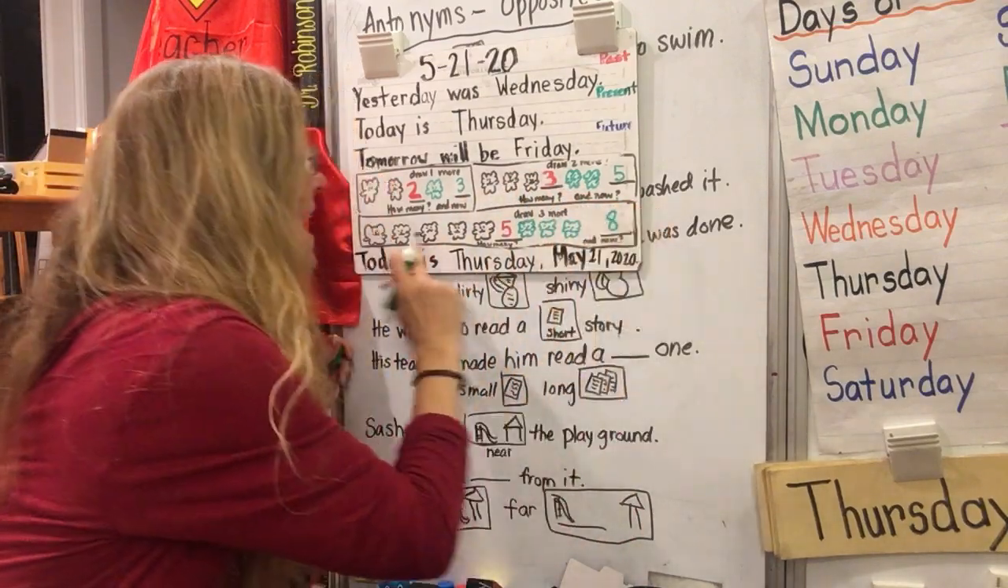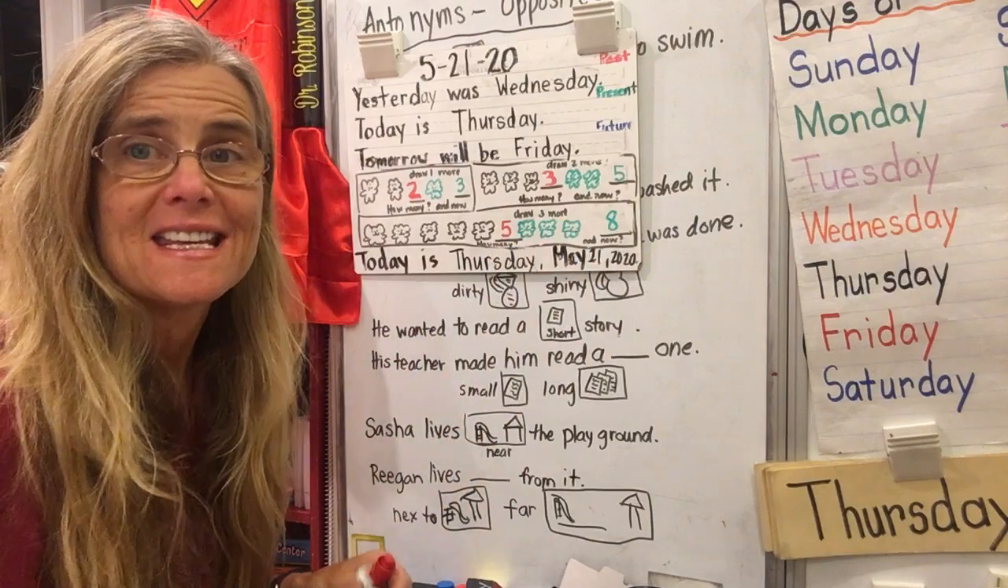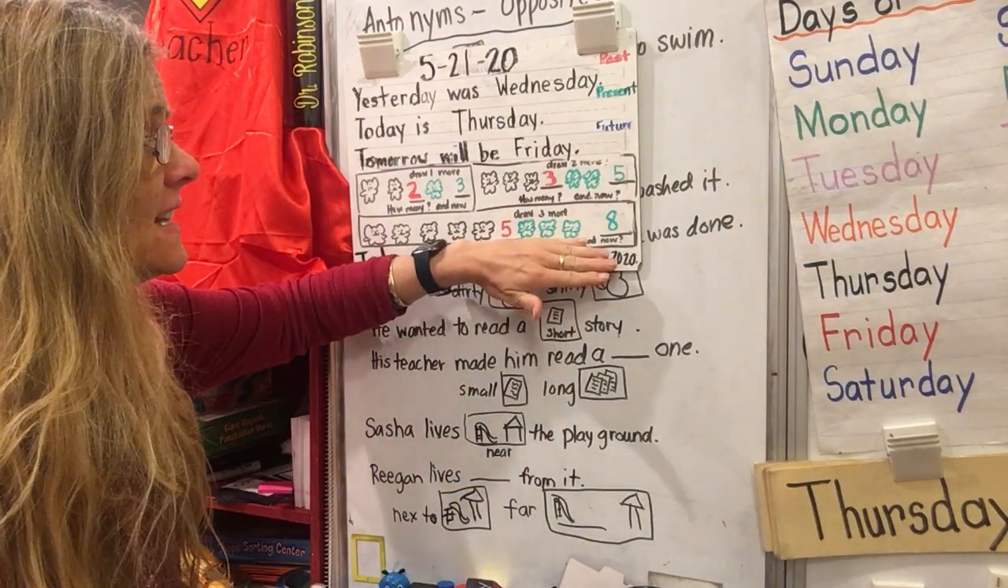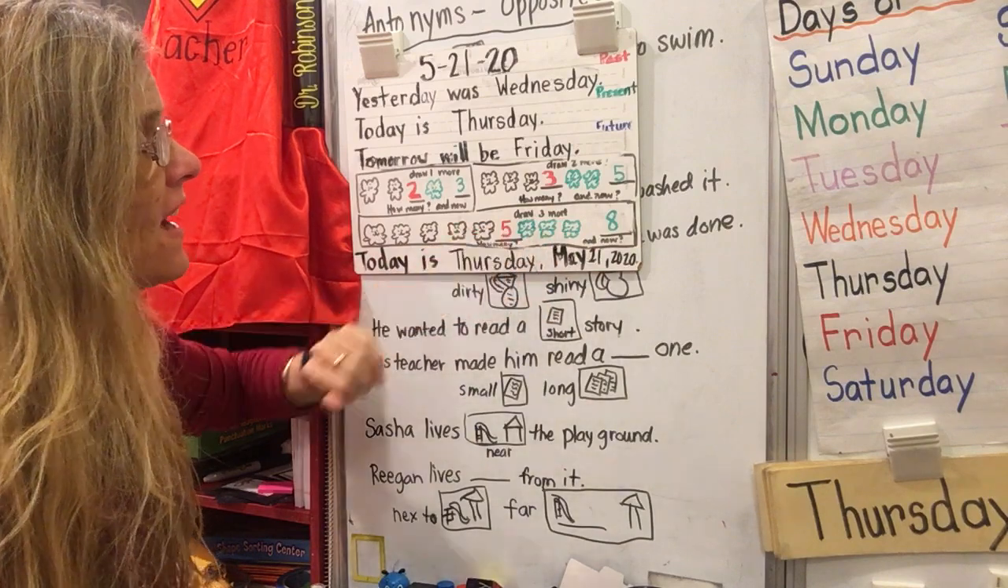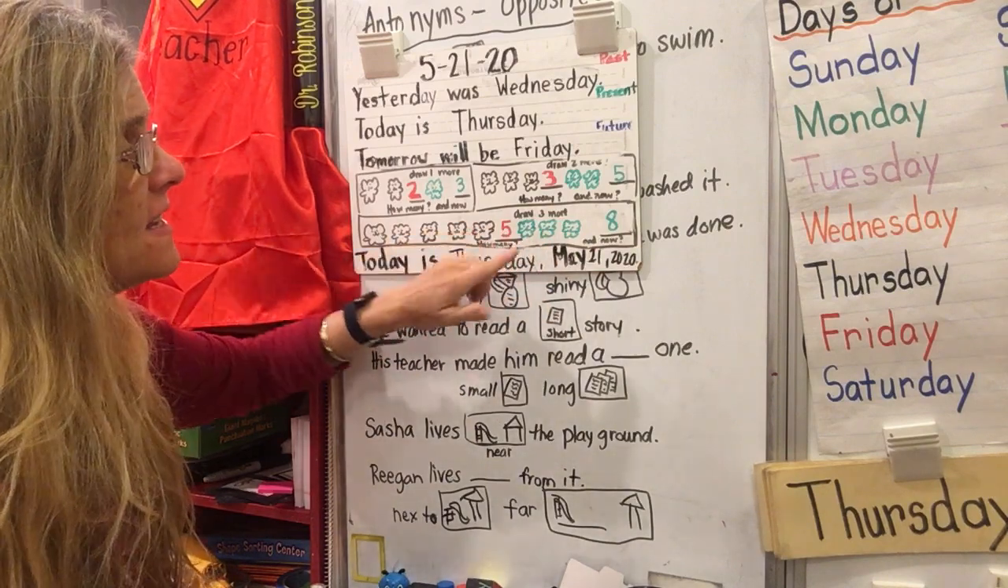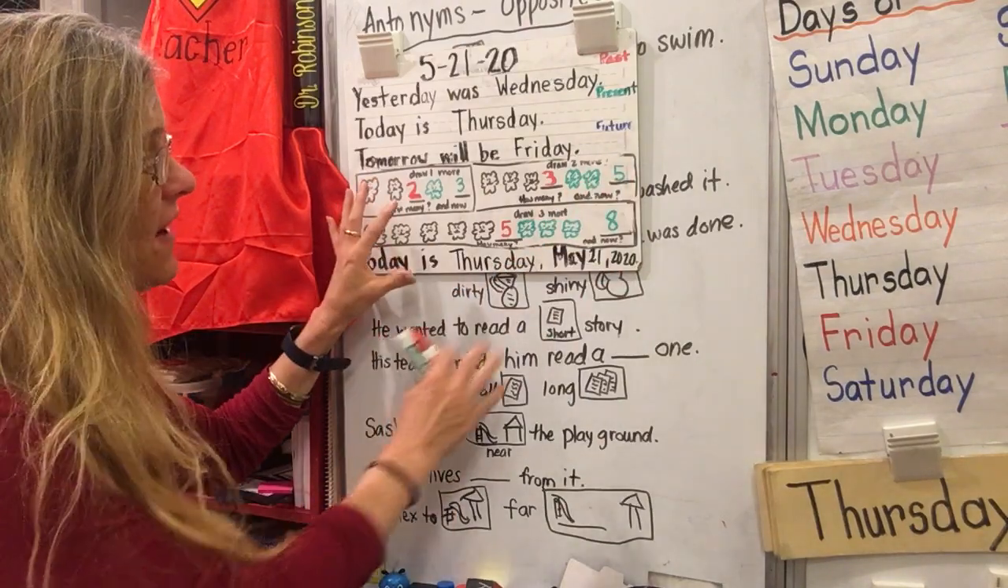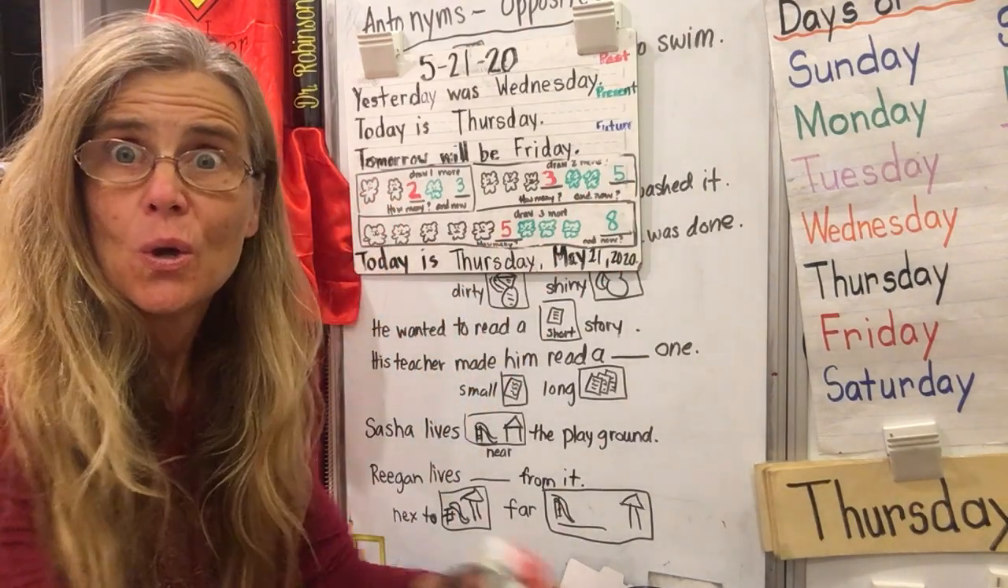So 5 and 3 more is 8 in all. 8 is 3 more than 5. 5 is 3 less than 8. And I see 8 as 5 and 3 more.